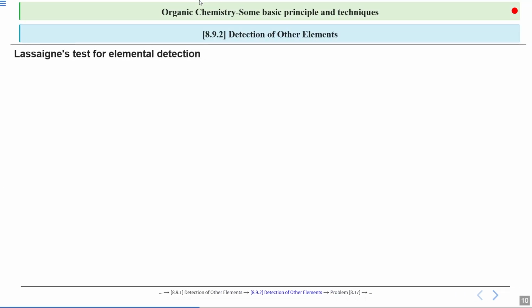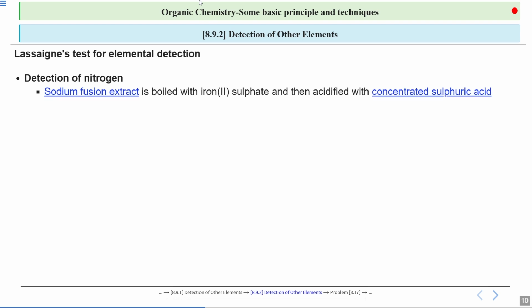Now, moving on further, let us begin with the test for nitrogen. How do we do it? The first step involves preparing the sodium fusion extract. Obviously you will first prepare the sodium fusion extract. Once you do this, you take this extract and boil it with iron 2 sulfate. Here again, the iron is in the second oxidation state. And then you acidify it with concentrated sulfuric acid.